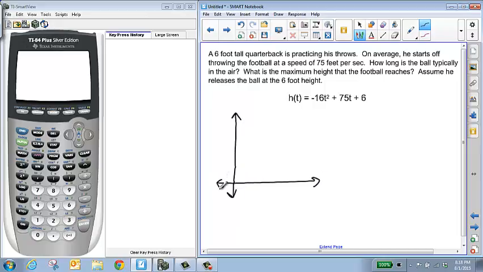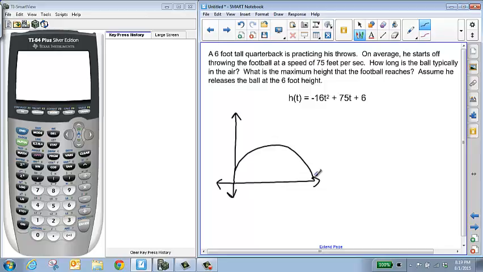Now we're only really concerned with quadrant 1 of our graph because time cannot be negative and height cannot be negative. So everything here is going to be positive, so that's why we just need quadrant 1. Now it says that it's a 6-foot tall quarterback and he's releasing the ball at the 6-foot height. So when we start drawing the path of this football, we're not going to start at the origin because he's not throwing it from the ground. We're just going to start up a little bit, and this again is just a rough sketch. And the path of a football is going to go something like this.